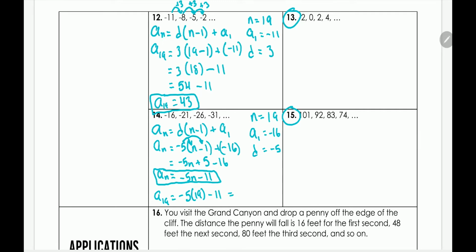Negative 5 multiplied by 19 is going to give us negative 95, minus 11. And negative 95 minus 11 gives us negative 106. So we have that negative 106 is the 19th term for the sequence for number 14. And remember, I want you to try number 15 by yourself.